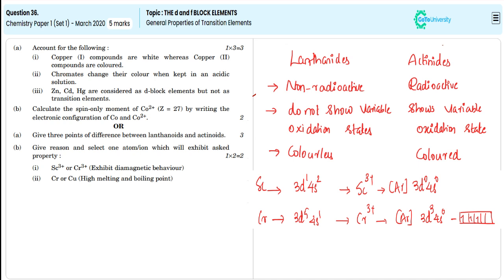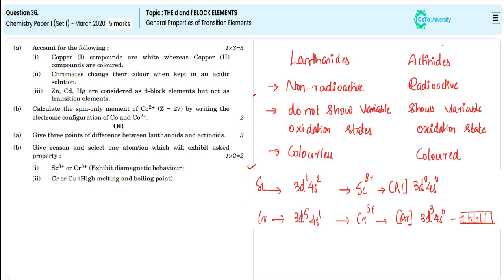Next, if you write the electronic configuration in box diagram, you can see in case of chromium, 3 unpaired electrons are there, means they are paramagnetic in nature. But in case of scandium, there are no electrons in d orbital and s orbital in scandium 3+ ions. Only the electronic configuration corresponding to argon will be there, means all the electrons are paired. So scandium 3+ is the diamagnetic ion.